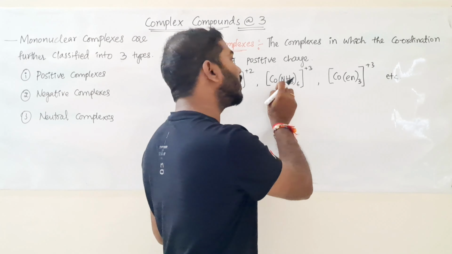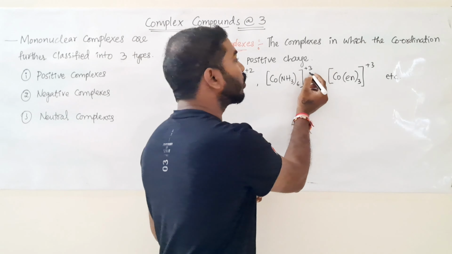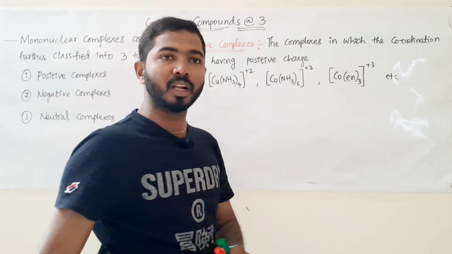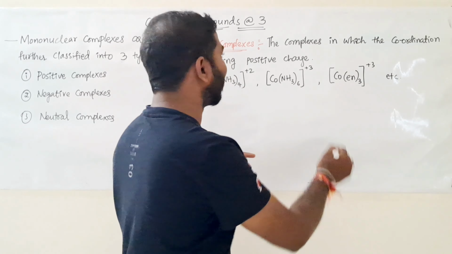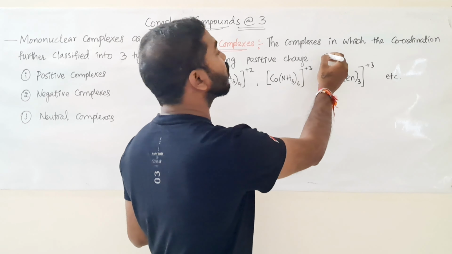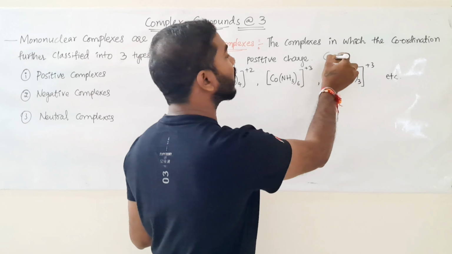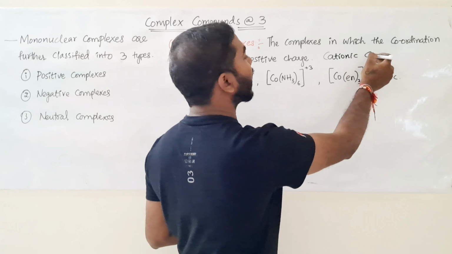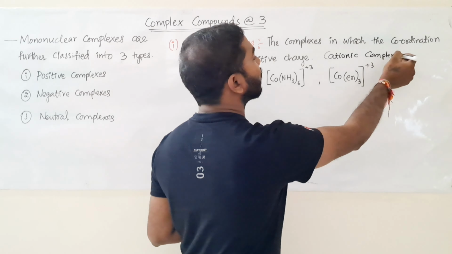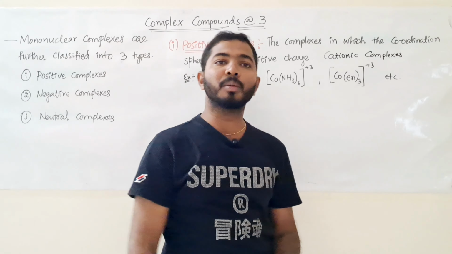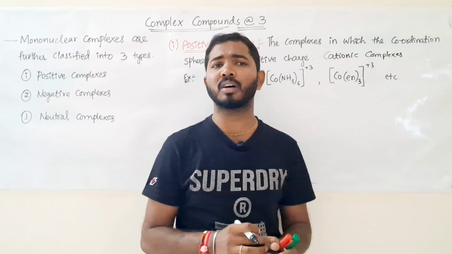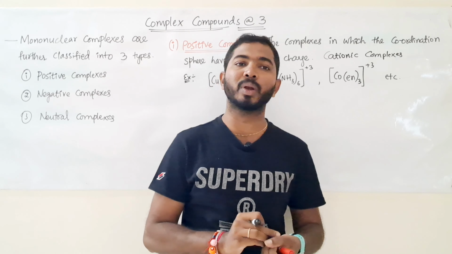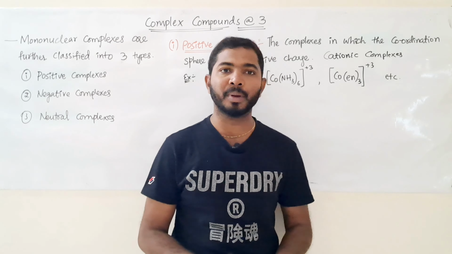And then similarly [Co(NH3)6]3+. You see on the coordination sphere a positive charge. So this particular complex is also a positive complex. Positive complexes we can also call cationic complexes. They may ask you which of the following is a positive complex, or which of the following is an anionic complex or a cationic complex. Such types of questions are frequently asked in different competitive exams.